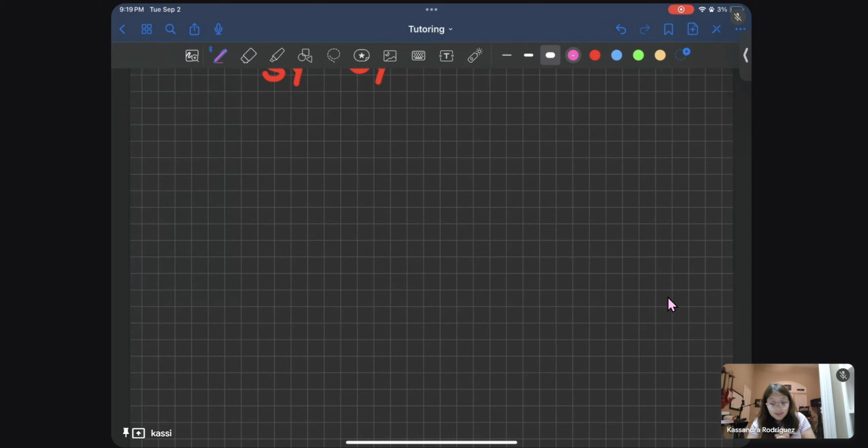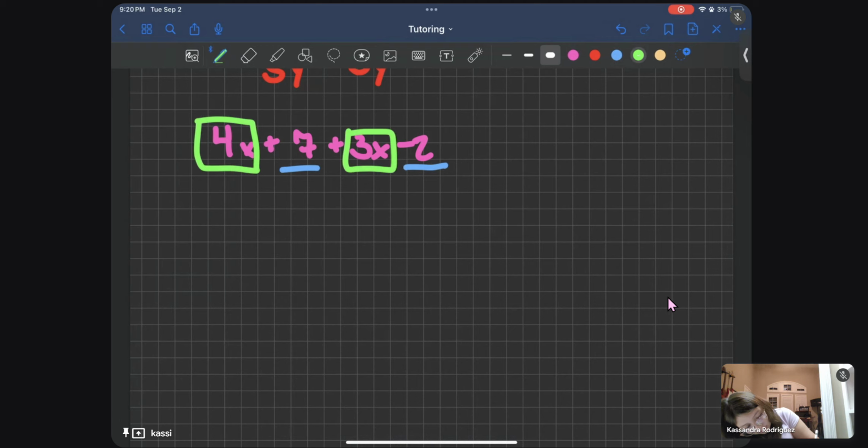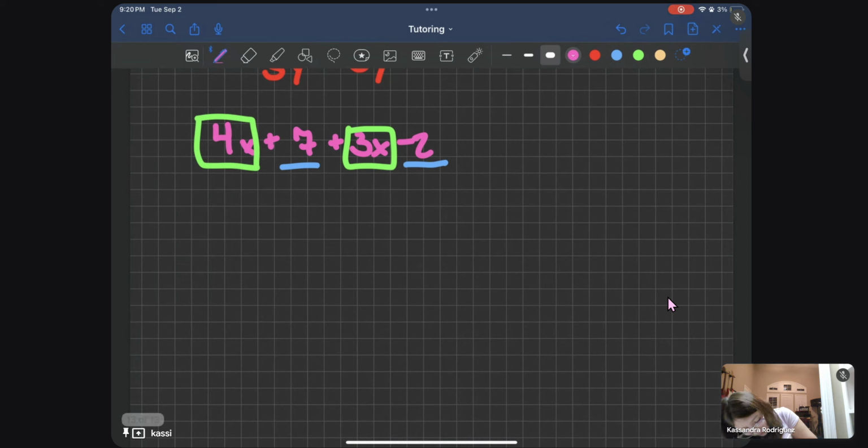So let's start with a few mixed expressions, okay? That have different things. So let's look at this: 4x plus 7 plus 3x minus 2. How would we combine the like terms here? Let's focus on things that look the same. First let's look for anything without an x. So minus 2 and 7, right? We can combine those. Also, 3x and 4x are like terms. So when we combine those, it would look like 7x plus 5. Good job. Hopefully y'all are following along pretty well.